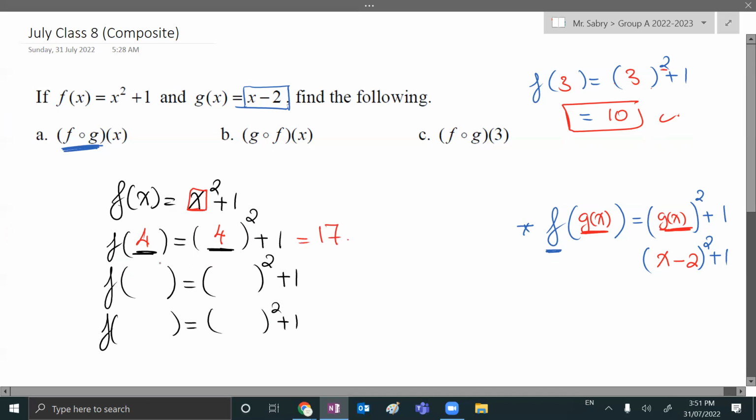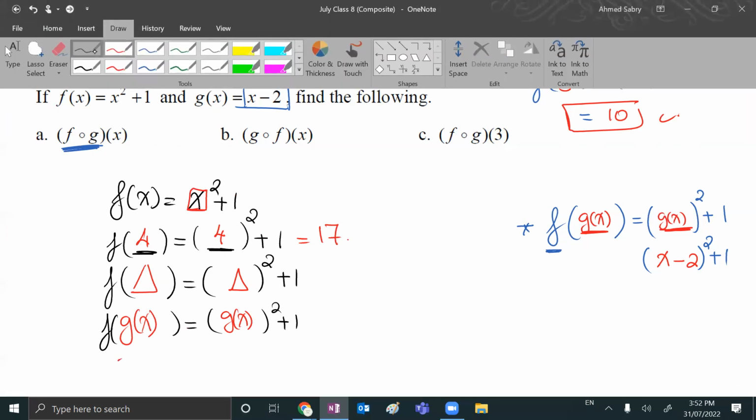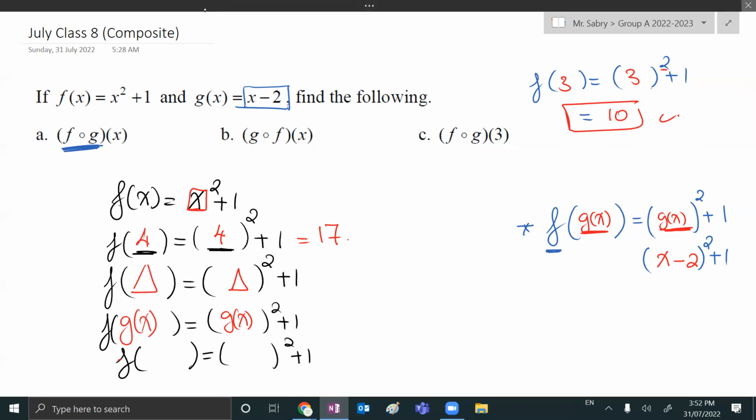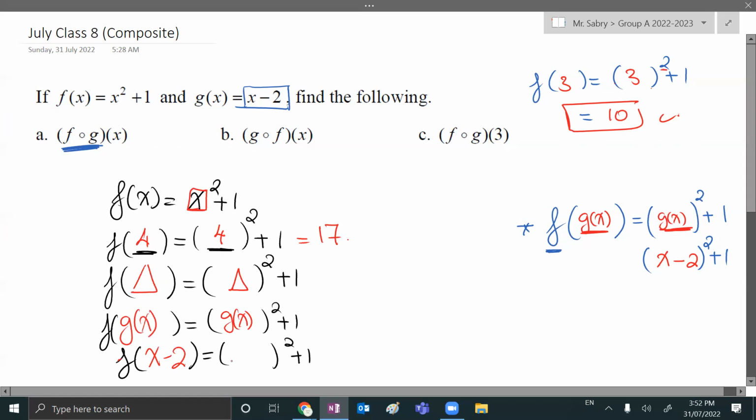Done. If I want f of triangle, the triangle will also go in place of the x, with power 2 plus 1. If I want f of g, I also remove the bracket and put g as usual. And what is g? g is x minus 2, so it's as if the question is f of x minus 2, so I put x minus 2 here inside the bracket. Does that make sense? And we can't move forward if it does not, so you have to say if you don't understand.